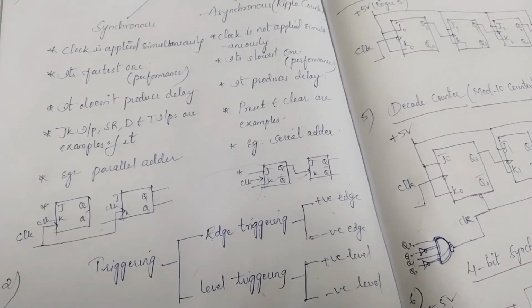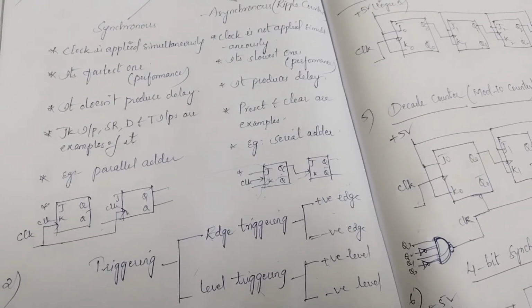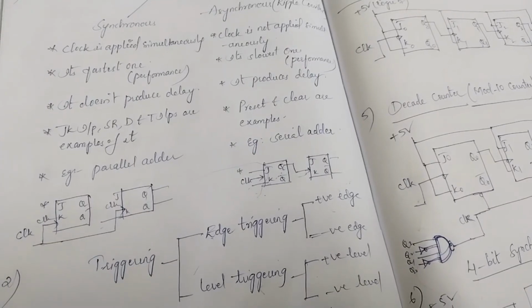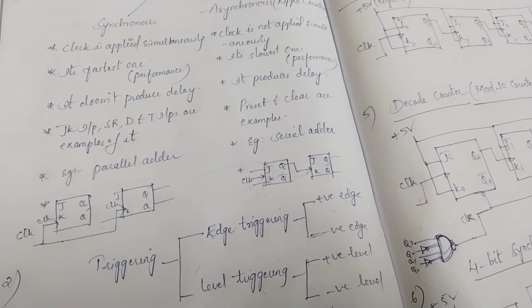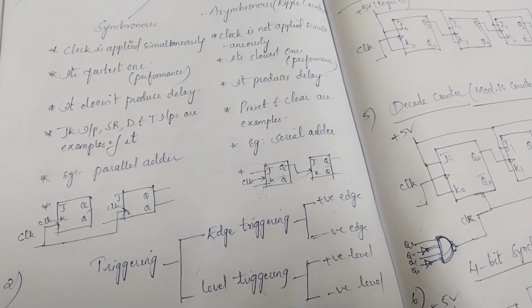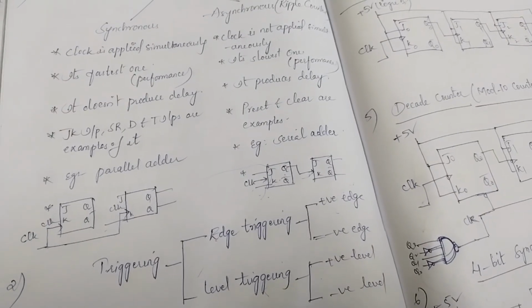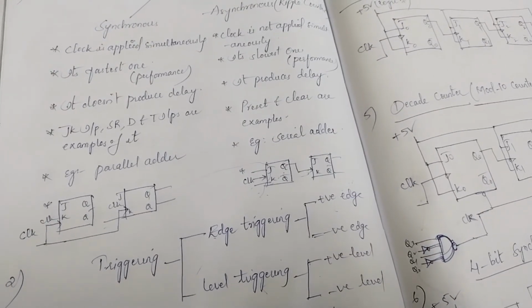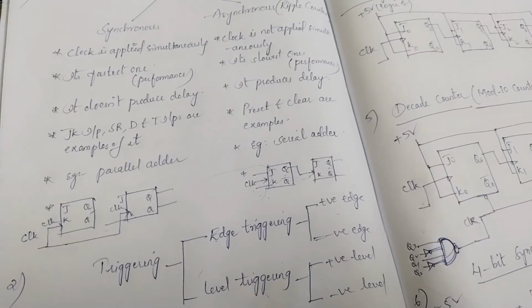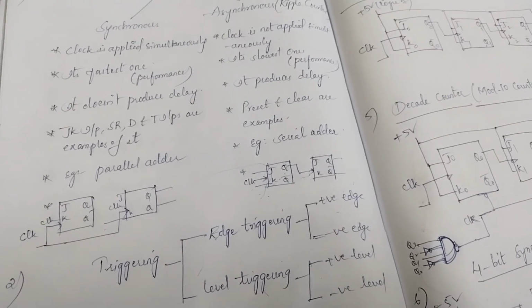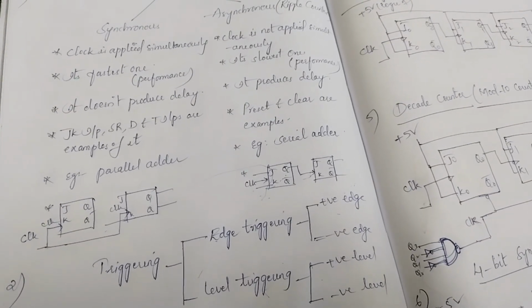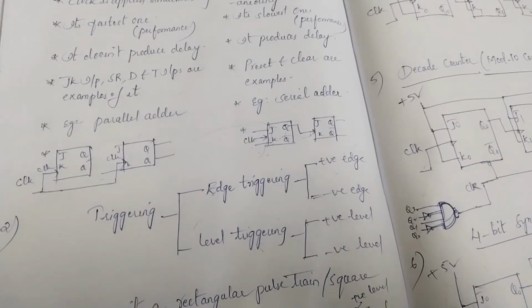So I hope that you have understood this. So once again, in synchronous, clock is applied simultaneously. In asynchronous, clock is not applied simultaneously. Synchronous is fastest, asynchronous is slowest. Synchronous does not produce delay, asynchronous produces delay. And the example is parallel adder, serial adder. So you can write these differences for 3 marks. Each point carries half mark. Do remember that.